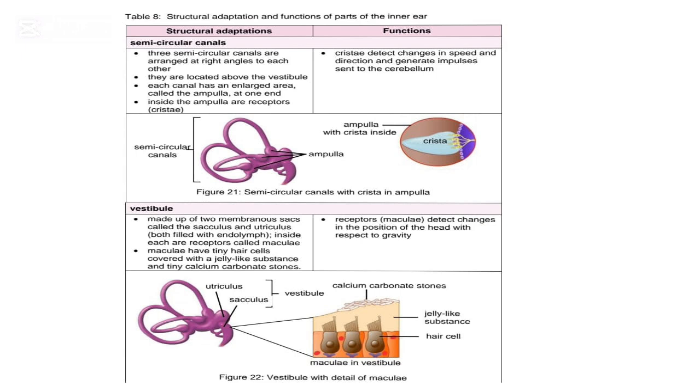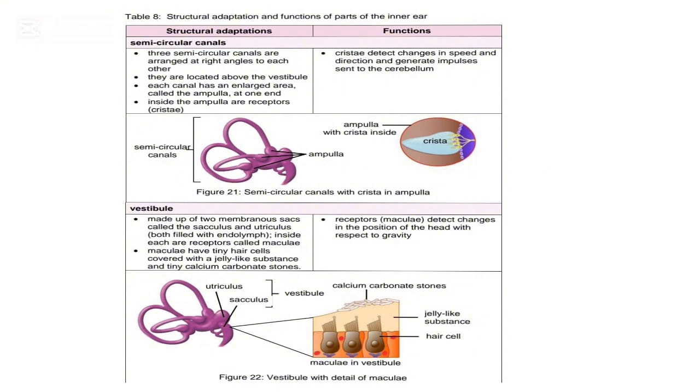Semicircular canals. Three semicircular canals are arranged at right angles to each other. They are located above the vestibule. Each canal has an enlarged area called the ampulla at one end. Inside the ampulla are receptors called cristae. The function of the cristae is to detect changes in speed and direction and generate impulses sent to the cerebellum.